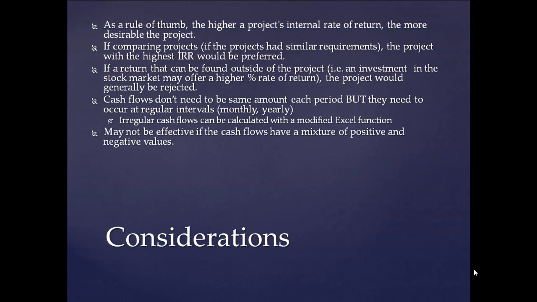Now, the cash flows don't need to be the same amount each period. So, for example, in year one, year two, year three, they don't need to all be $250 coming in. It could be $100 coming in the first year, $200 coming in the second year, maybe $50 coming in the third year. They could be different, but they need to occur at regular intervals. They have to occur at the end of the month or the end of the year, each period. So depending on if you're doing your periods monthly or yearly, they have to occur at the same time.